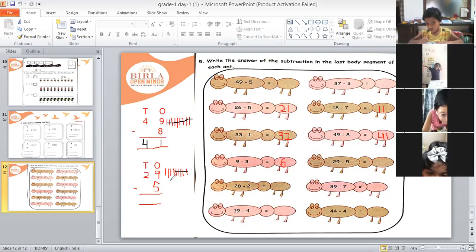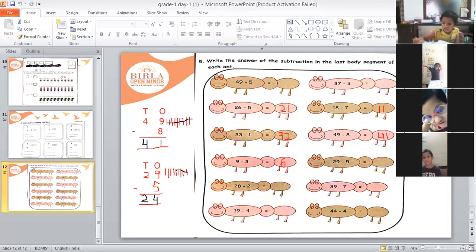No. Wait. 4, ma'am. Now tell. Ashrita, how many lines are left now? 4, ma'am. Yeah, so we'll write here 4 in ones place. And what we'll write in tens place, Ashrita? 2, ma'am. Yeah, so what is the answer? 24. Answer is 2, 4, 24. Okay, so we'll write here 2, 4, 24. Okay, that's correct. Fine.